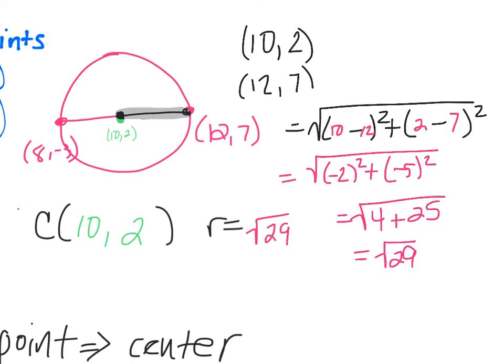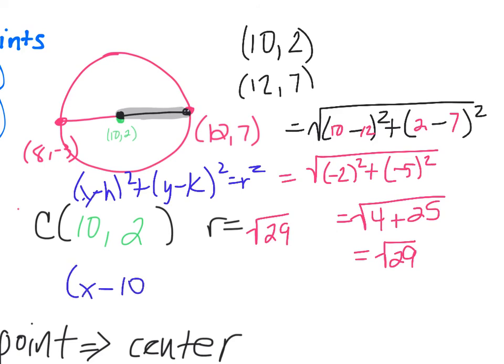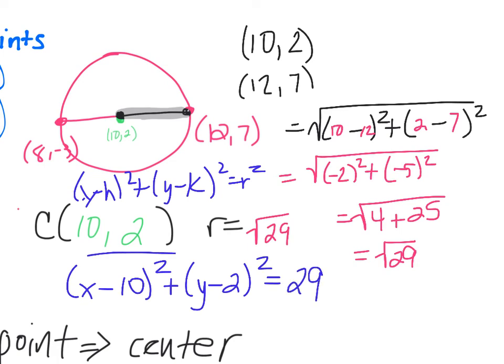Do I now have the information I need to write the equation of my circle? Yes. Your equation is (x minus h) squared plus (y minus k) squared equals radius squared. So let's write it. X minus 10, squared, plus y minus 2, squared, equals 29. Why is it just 29? If you square a square root, it cancels out. Good.